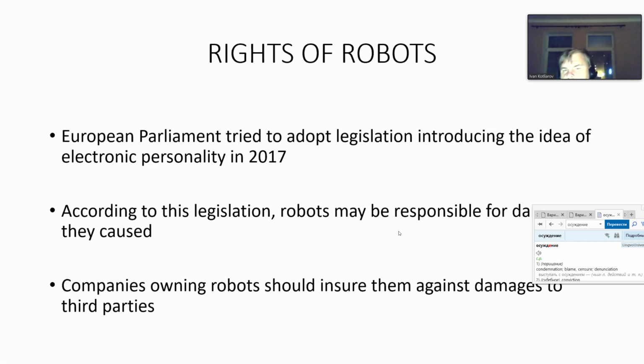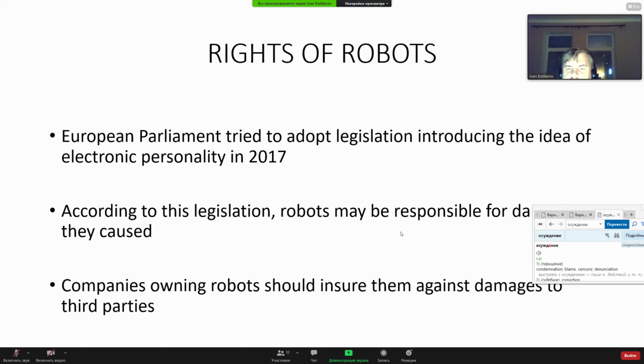And now we go to a very interesting attempt which occurred in 2017. As you see, it was the year when Sophia was granted the Saudi Arabian citizenship. European Parliament tried to adopt legislation introducing the idea of electronic personality. So it was an attempt to make robots partially, how do you say, partially personalized, having partial personality, so to say. According to this legislation, robots may be responsible for damage they caused.